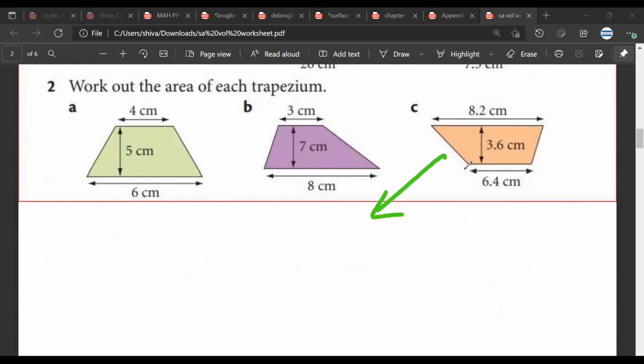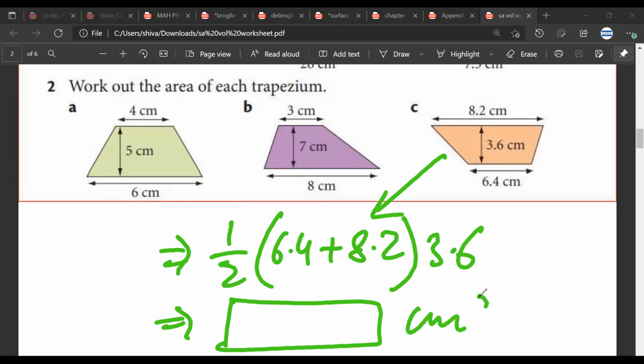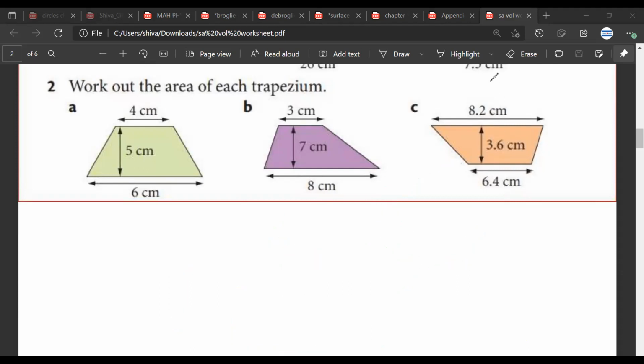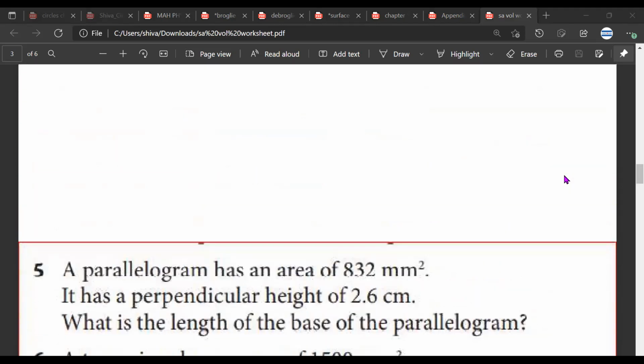Okay. So Mr. Satya, how should I calculate this? So 1 upon 2 into (6.4 plus 8.2) into 3.6. So you can calculate and find the final answer. Just remember that the answer should be centimeter square or meter square. Are we comfortable till here? Yes, sir. Okay. So these are simple questions. Let us try to do some interesting questions.